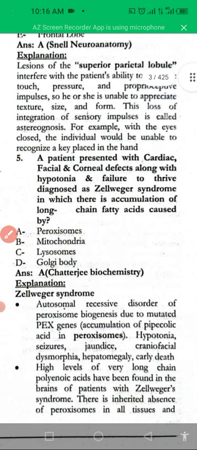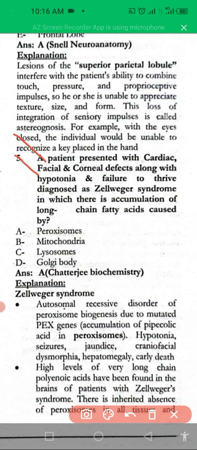Next one is a patient presenting with craniofacial defect, hypotonia, failure to thrive. Zellweger syndrome is there. Accumulation of long chain fatty acids. What fatty acids? Long chain accumulation and deficiency of peroxisomes in Zellweger syndrome.